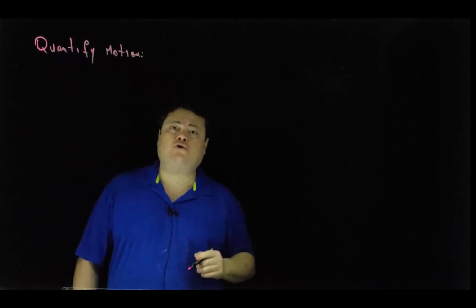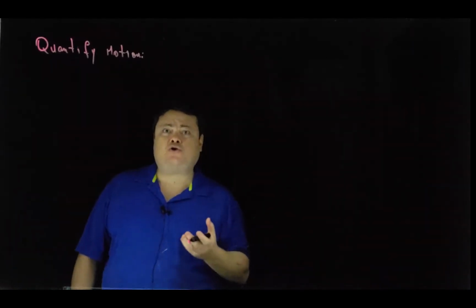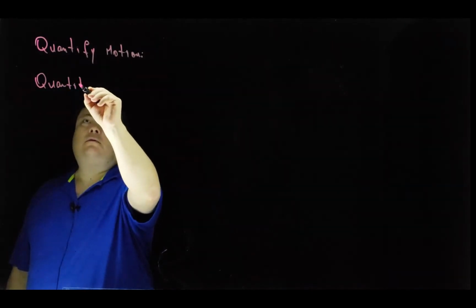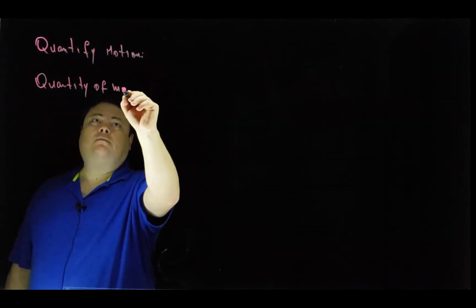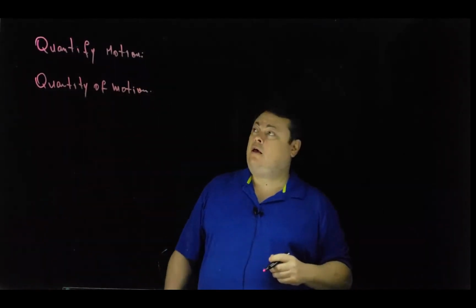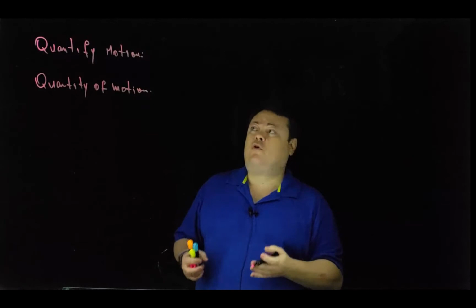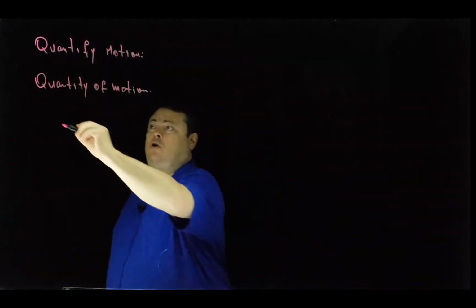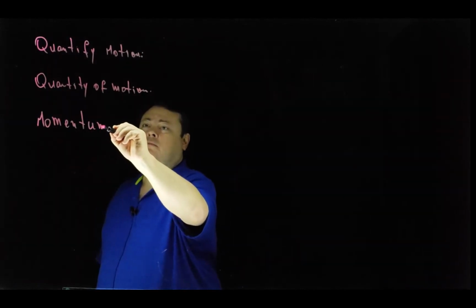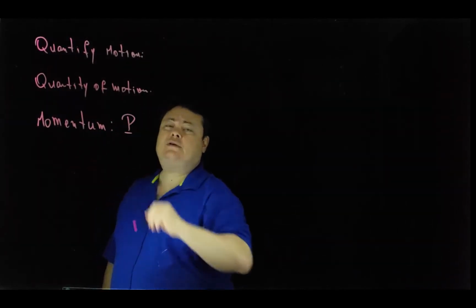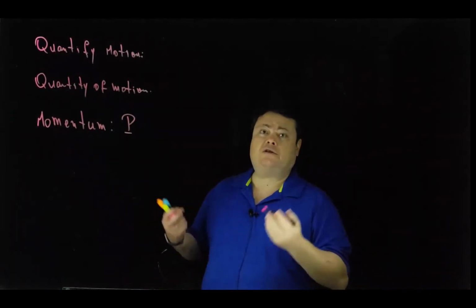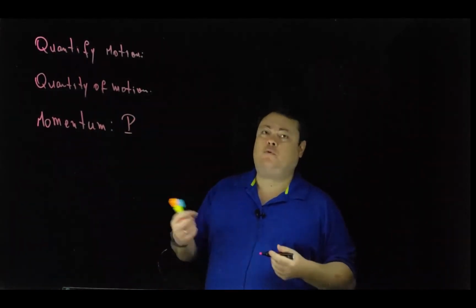By quantify motion, I would like to be able to measure the quantity of motion an object has. And the technical name for quantity of motion is called momentum, and we represent it by a letter P. Don't ask me why P, I really don't know. When I started studying physics in my life, it was already called P.